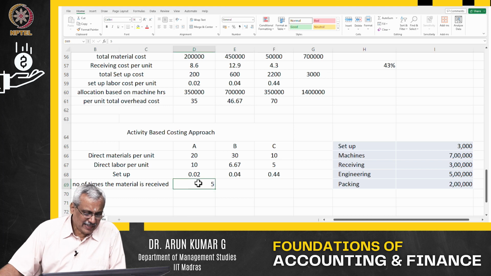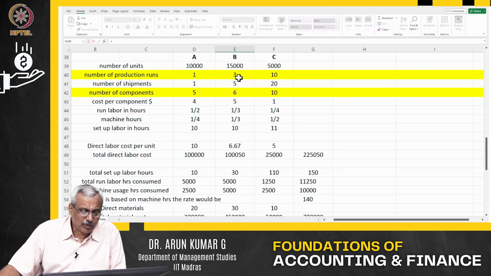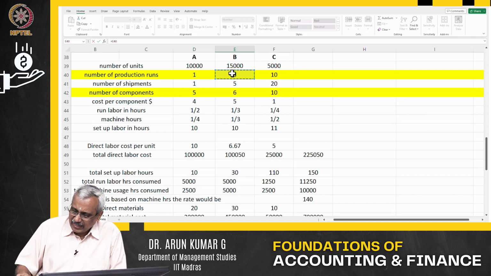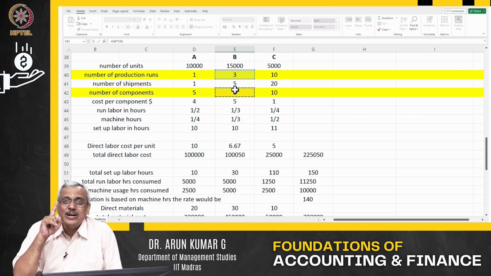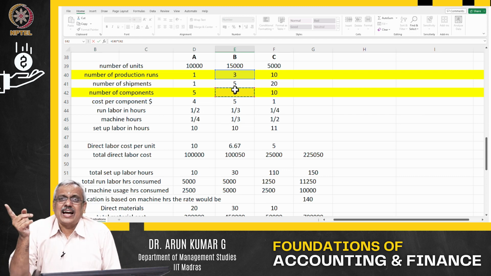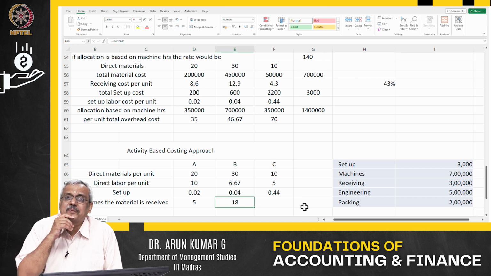Whereas for product B, there are about 3 production runs, so 3 times I will receive. And each time I will receive 6 components. So 6 components received 3 times means I will be receiving the materials 18 times.